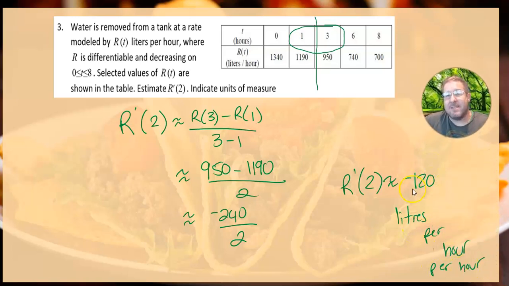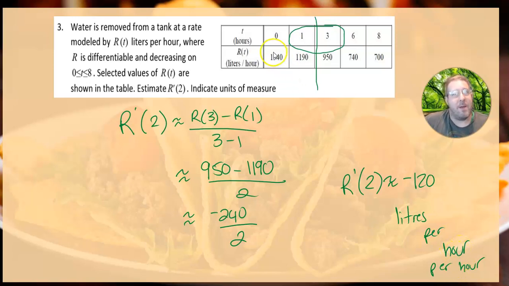And now it's decreased. One thing I do want to stress on the AP exam is when they ask you to indicate units of measure, or say, explain what it means in the context of the question. I know that's not the question here, but I'm just throwing it out there because you will see that on the AP exam. When it says, what does that mean in the context of the question, don't ever use negatives in your answer. Make sure you say that it is decreasing by 120 liters per hour per hour.